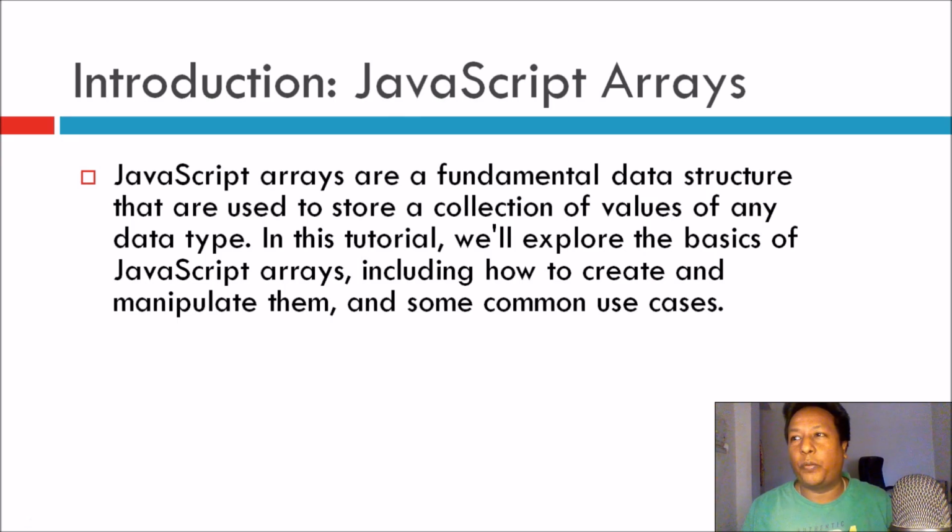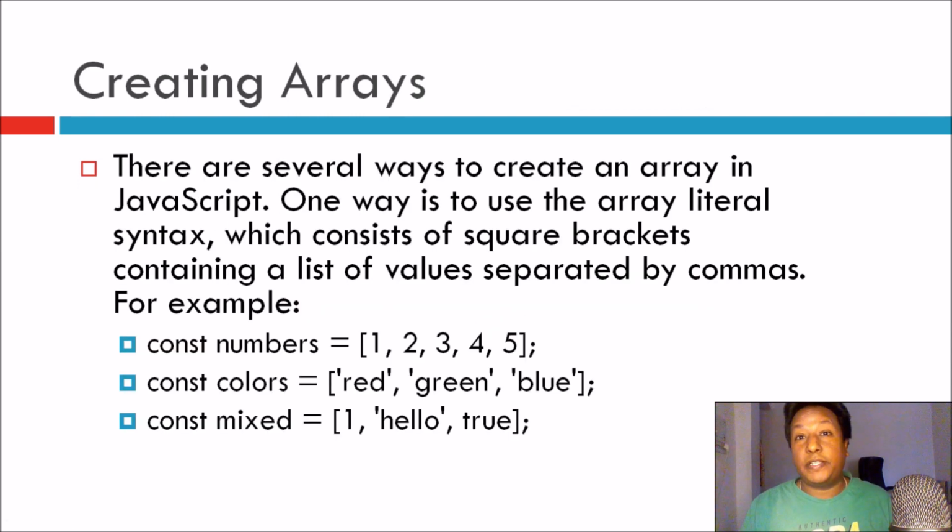Let us first understand what JavaScript arrays are. JavaScript arrays are a fundamental data structure that is used to store a collection of values. Basically, JavaScript arrays are used to store a collection of values of any data type that JavaScript supports. In this tutorial we are going to cover how to create an array, how to manipulate an array, how to concatenate arrays, and so on. Okay, so the first thing we do with arrays is creating an array.